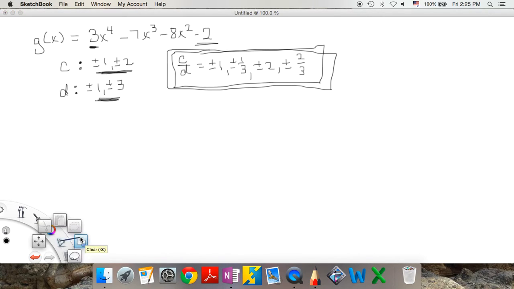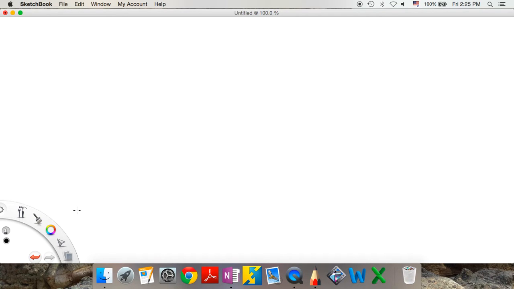Now, let's go ahead and factor one using this. So we have f of x equals 2x cubed plus x squared minus 25x plus 12. So what are all our factors for 12?